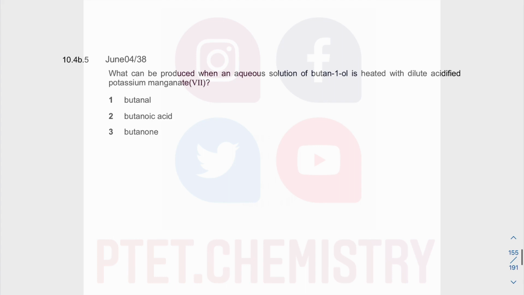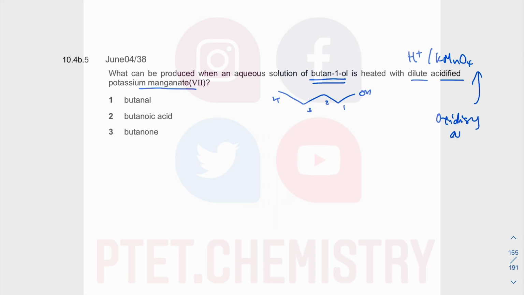This is the last question of this 5-question series of this topical MCQ. So what can you produce when you have butan-1-ol? 1, 2, 3, so I'm missing 1 carbon. Dilute acidified KMnO4. So you have H plus and KMnO4. You would have known by now that is an oxidizing agent. So what can you produce? They say what can be produced.